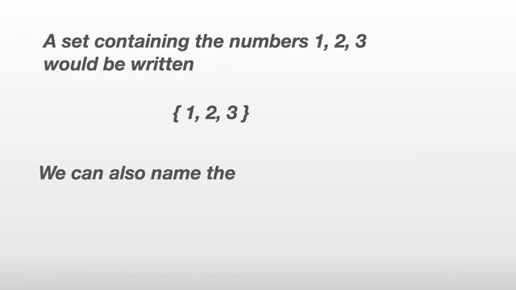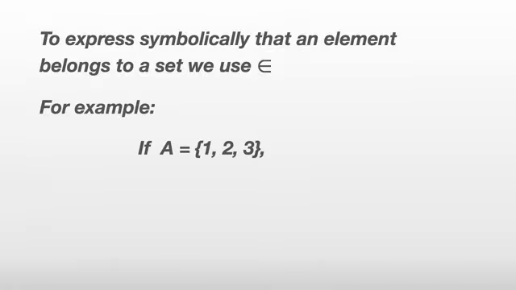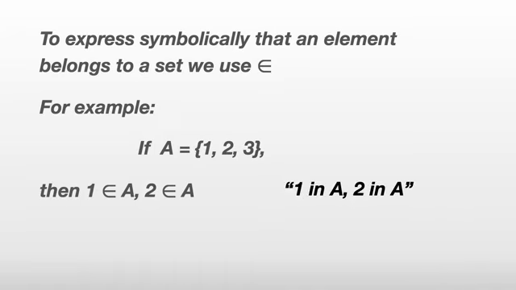A set containing the numbers 1, 2 and 3 would be written like this, with curly brackets and the elements separated by commas. We can name the set. In this case, if we say A is equal to the set {1, 2, 3}, we can just refer to the set as A, which is much easier than saying the set containing 1, 2 and 3 again and again. To express symbolically that an element belongs to a set, we use this symbol. For example, if A is the set containing 1, 2 and 3, then 1 is in A and 2 is in A, but 4 is not in A. And we use the symbol for in, but with a line through it to denote not in.